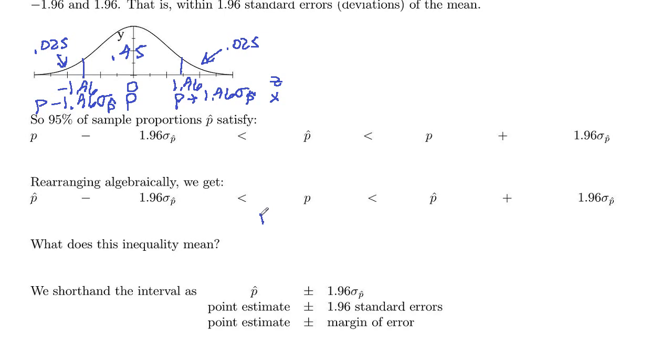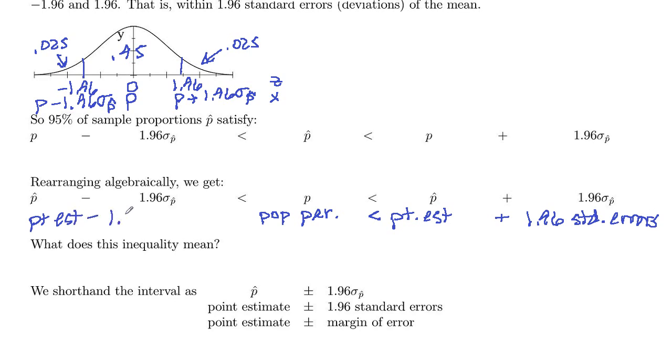So here we've got the population parameter is between the point estimate plus 1.96 standard errors, or standard deviation, and that point estimate minus 1.96 standard errors.